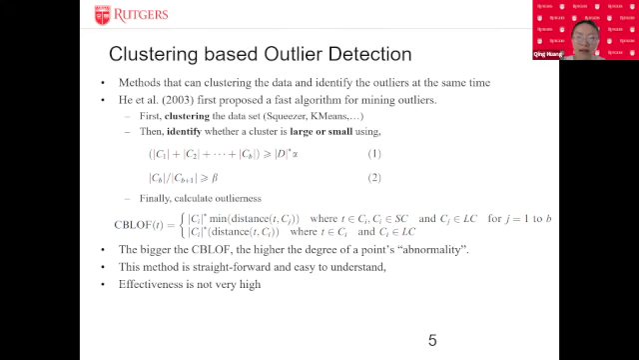The general steps are: first we cluster the whole data set, using whatever clustering algorithm you like, K-means, etc. And then we identify whether a cluster is large or small based on 2 predefined parameters. And finally, we calculate the outlier list based on the distance from a single data point to the nearest large cluster. So this algorithm is very straightforward and easy to understand. But the effectiveness is not very high compared with other algorithms like the angle-based one.